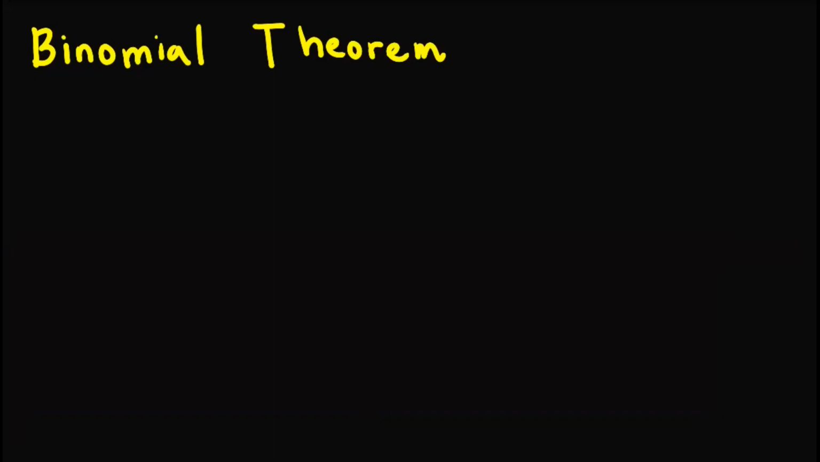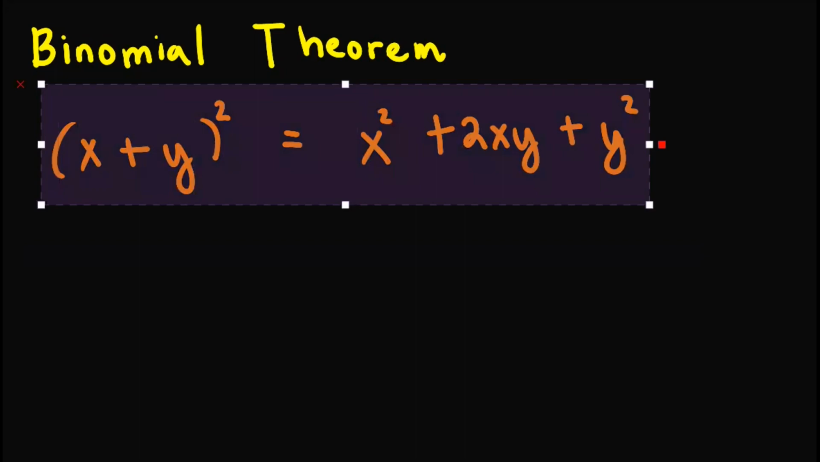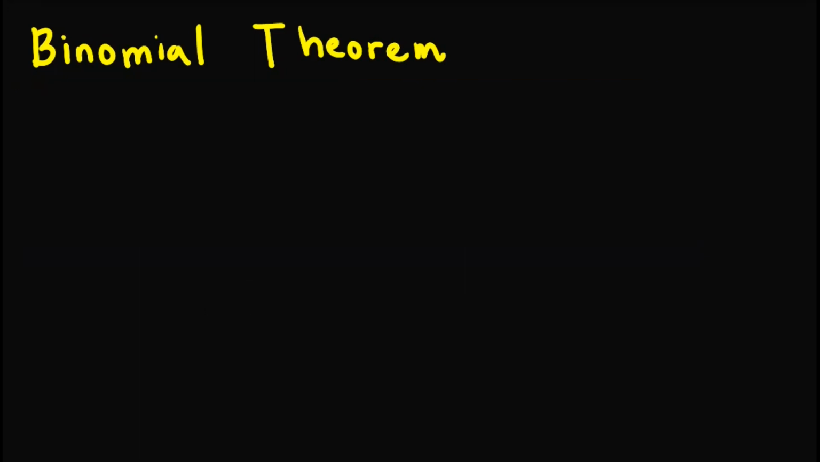Now I will leave to you as an exercise the x plus y squared one, and verify that this is equal to x squared plus 2xy plus y squared, as we know in the square of a binomial, or the previous video. So let's move on to x plus y cubed.